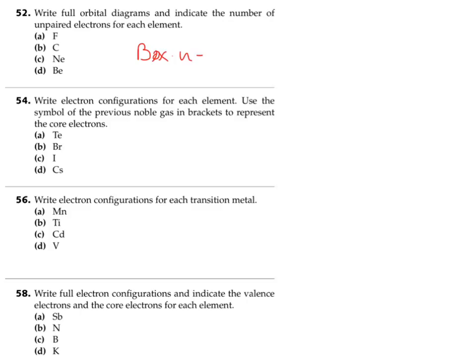Box and arrow. They shouldn't be too bad. The problem is if you have to do a box and arrow notation of something big, like 10, 50 electrons, okay? It can be done, but.